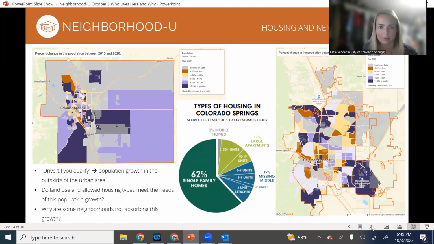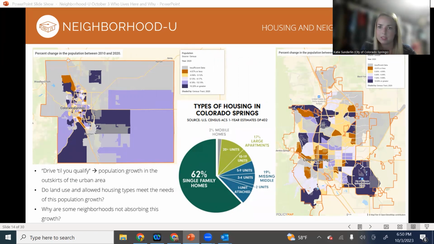Okay, so what we're talking about here is what our single family homes look like and what it takes to get into home ownership. And there's something called Drive Till You Qualify, which is essentially if you're not making the $176,000, you're buying in Pueblo, in Fountain, in Ellicott, in the outskirts of Colorado Springs, and then driving in.